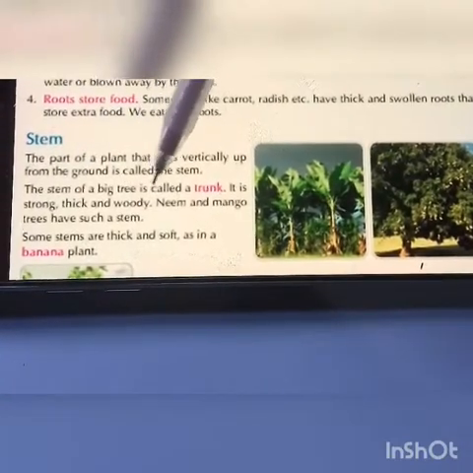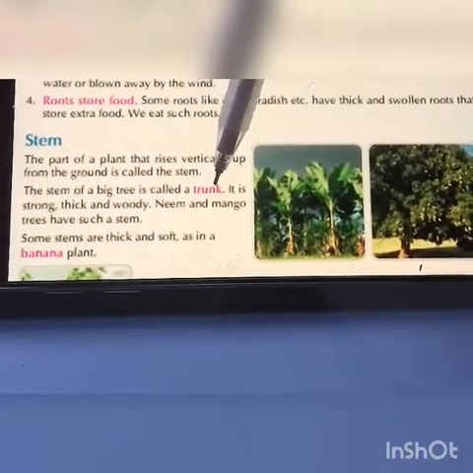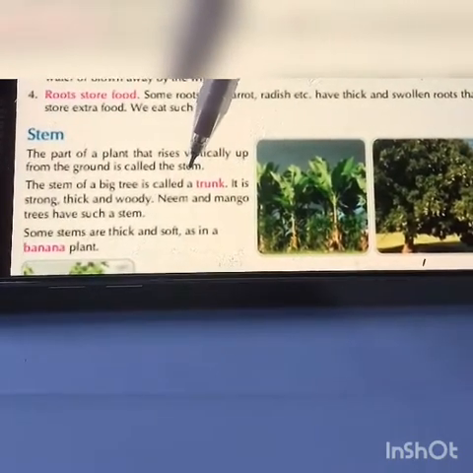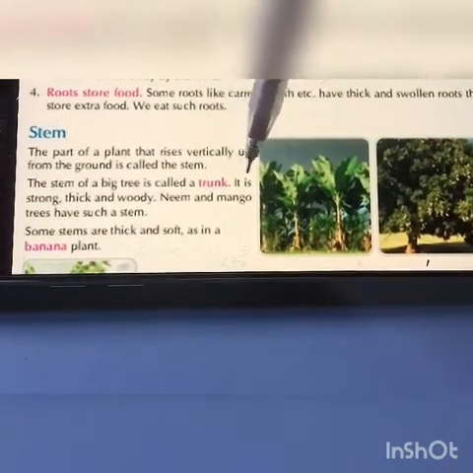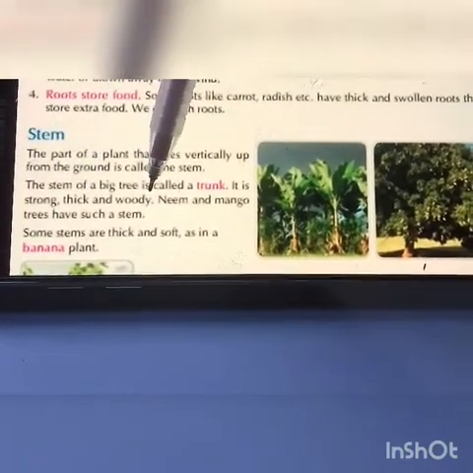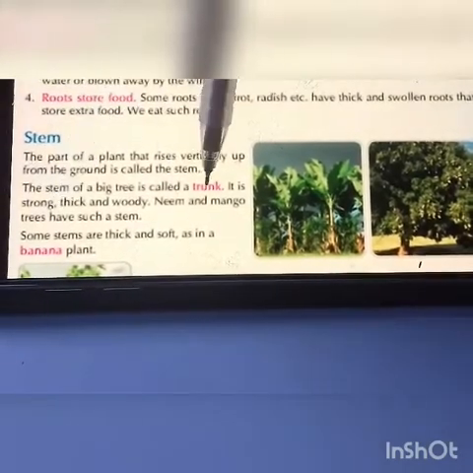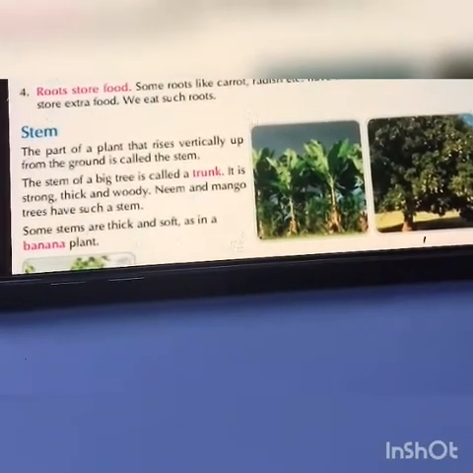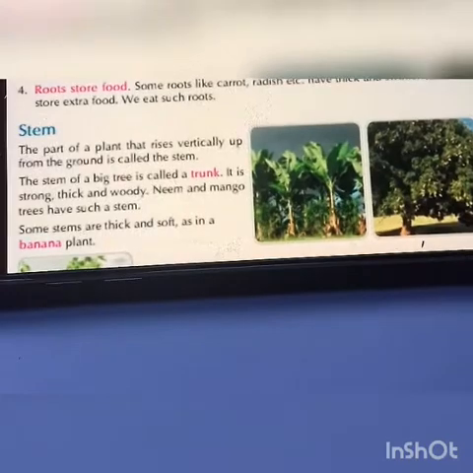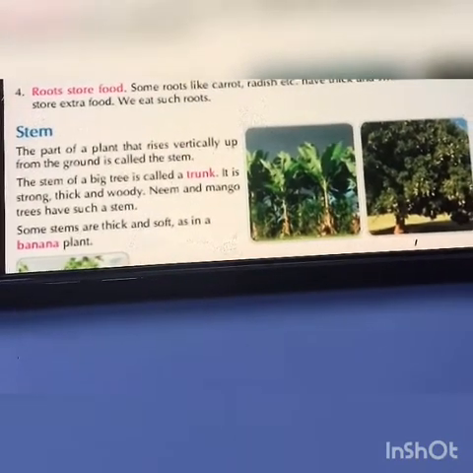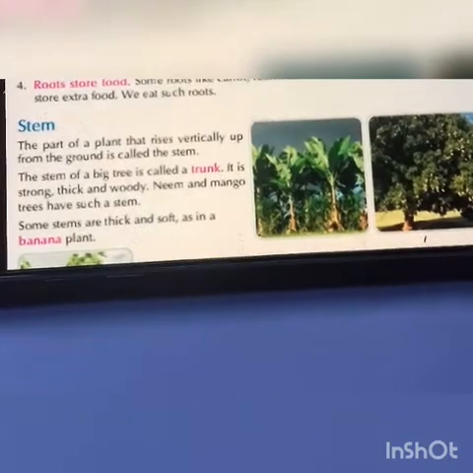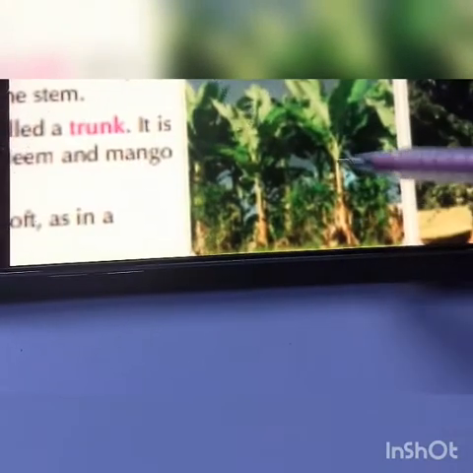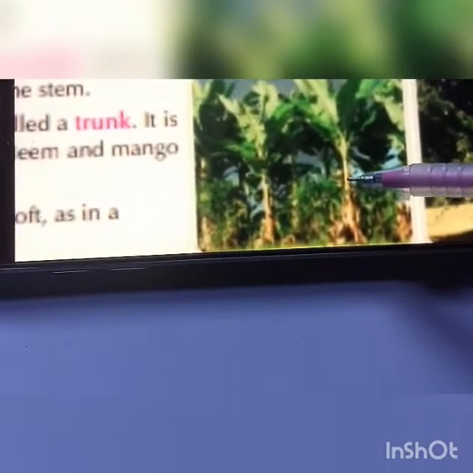The stem of a big tree is called trunk. Like mango tree, neem tree, they have a big, strong and hard stem. This is called trunk. It is strong, thick and woody. There are so many examples of such trees. Some stems are thick and soft, as in a banana plant. If you look here, the stem of the banana plant is thick but very soft.